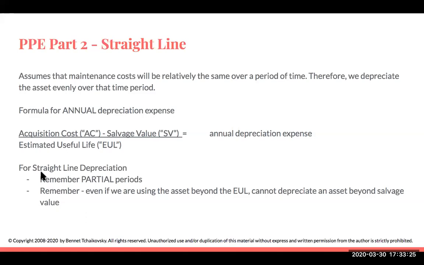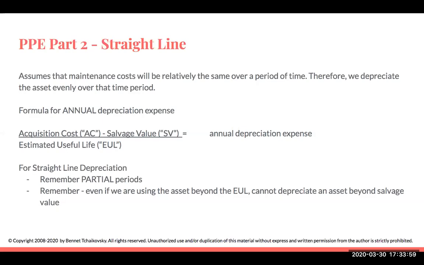For straight line depreciation, what we want to remember are partial periods. If we buy an asset on August 1st and I'm recording depreciation as of December 31st, I've only used the asset for 5 months. So what I'm first going to do is compute the amount of the annual depreciation expense. Then I'm going to say, okay, I used it for 5 months, from August 1st: August, September, October, November, December, 5 months, so multiply by 5/12.